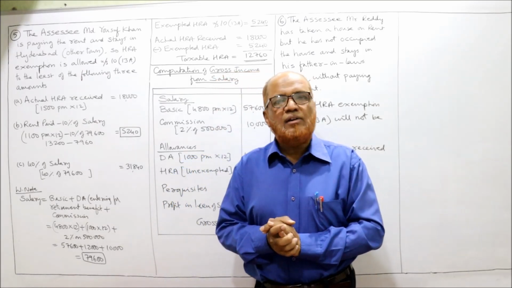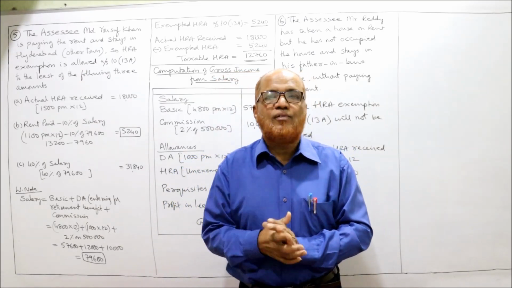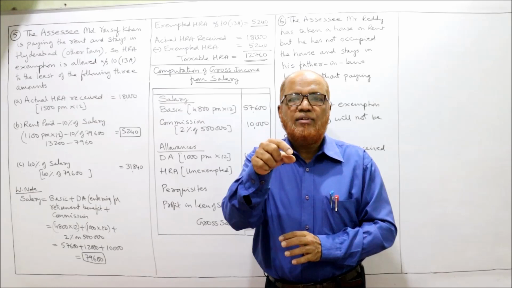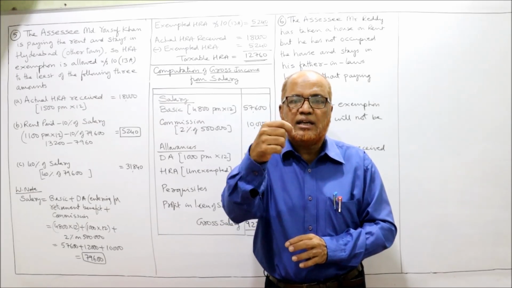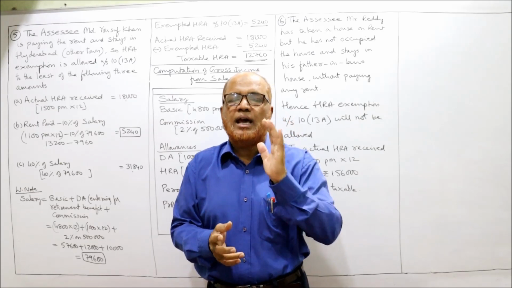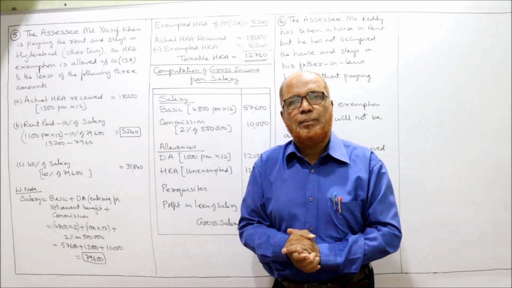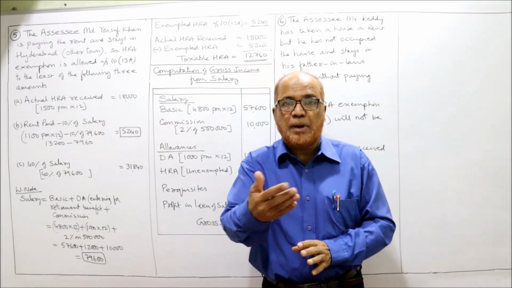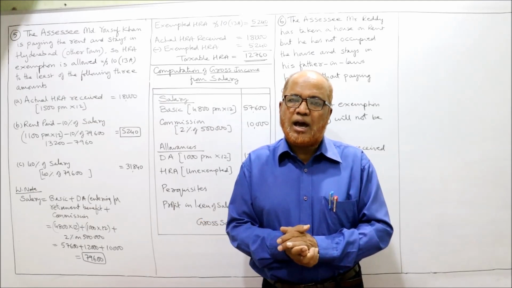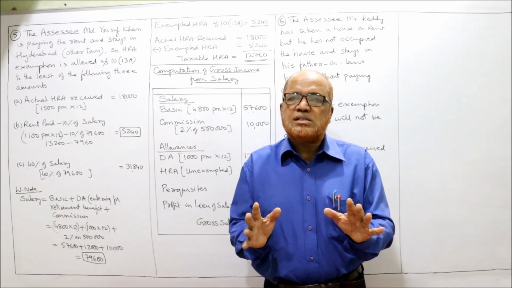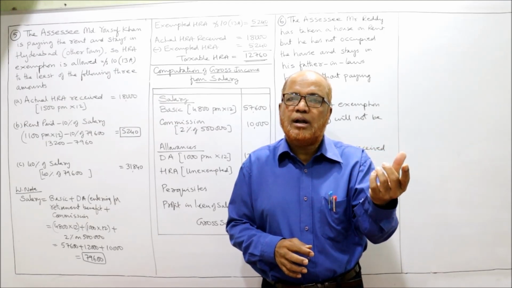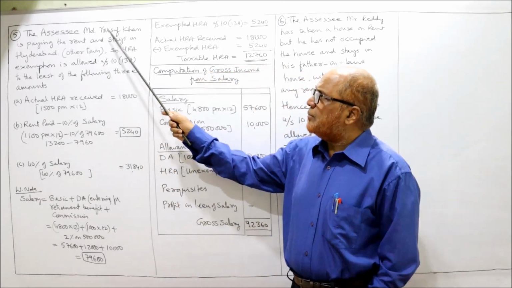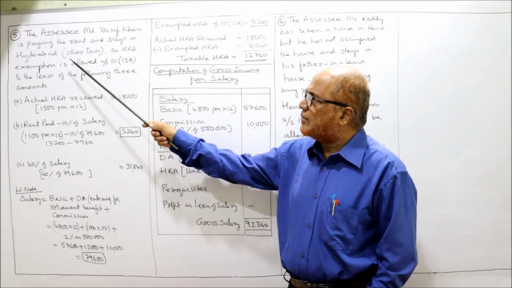First of all, I'll find out whether exemption is available to Mr. Yusuf Khan or not. The main condition is that if the assessee is living in a rented house and rent is paid by the assessee, then only exemption under section 10(13A) will be allowed. Here in our problem, Yusuf Khan is staying in a rented house and he is paying the rent. So HRA exemption will be allowed. We are not concerned whether he is a government employee or non-government employee for claiming HRA exemption.